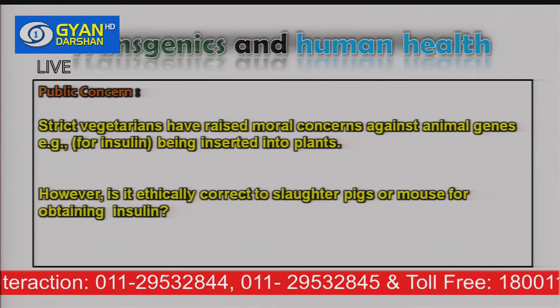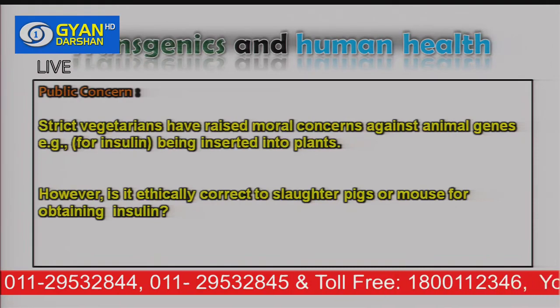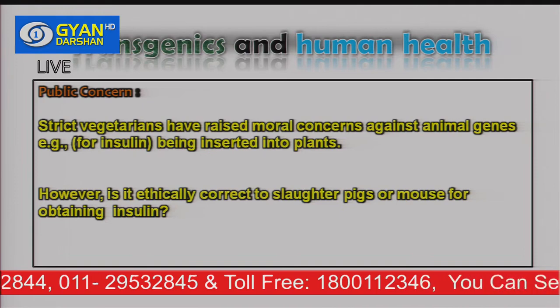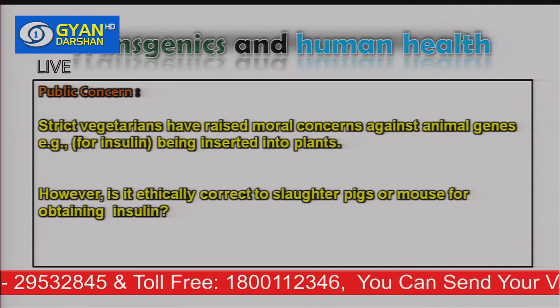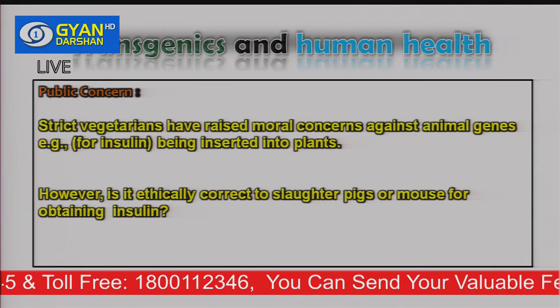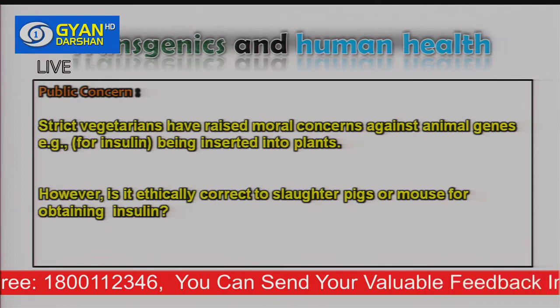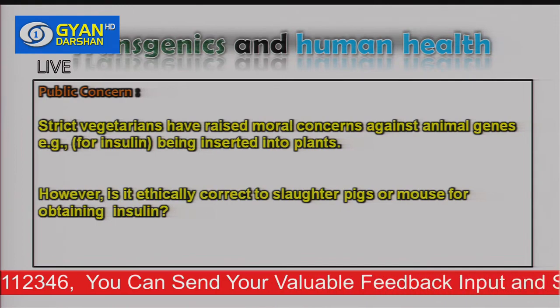Is it ethical to slaughter pigs or mouse for isolation of insulin? You kill the animals to isolate insulin from them. Is it equally ethical? The answer is no. Then how will you generate insulin in a shorter time? It can be that you generate edible vaccines. You consume insulin along with the plant system.